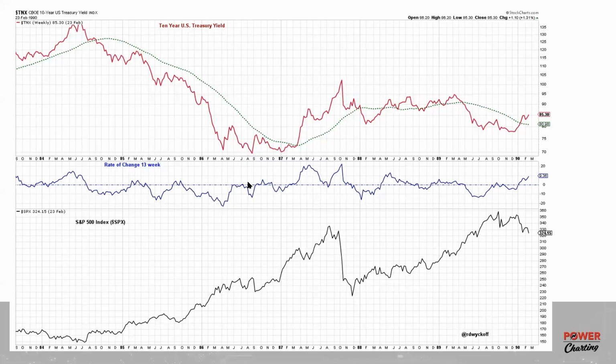Now here, this is the 10-year US Treasury yield again. This is 1983 to 1990. What we're really interested in is this area here. I've shown you this chart before, but it continues to be relevant to us. So let's just keep an eye on it. And you can see an incredible rate of change jump on the 13-week rate of change here and here. This was the final high for rates, which was over 10%.